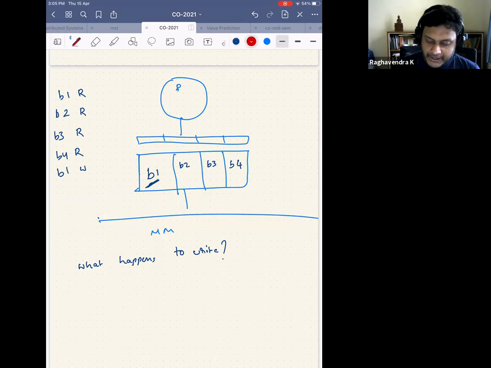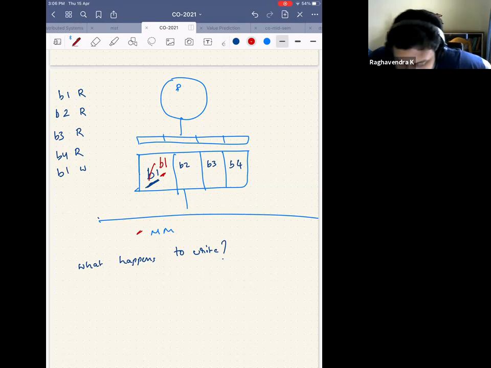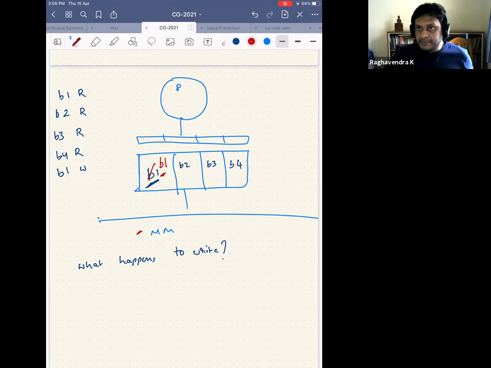So now the CPU is ready to change this value of B1. Now do I write it only here, or do I write it in the main memory? So what was your answer? Where should I write it? Should I write it only in the cache, or should I write it in the cache and the main memory? Yeah, any answer is fine. This is what we have already discussed. So it's just a recap.